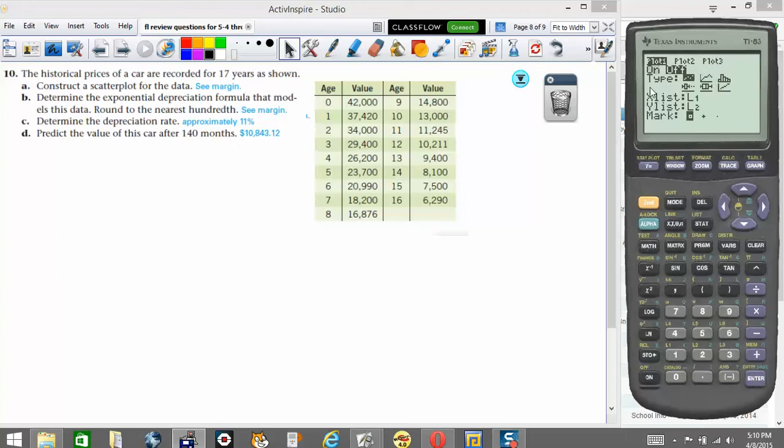And we want to turn it on, so press enter again. So now the darkened is on the on. Okay, so we set our plot on. We want to go to our y equals, and we want to make sure that there are no equations in the equation editing table.